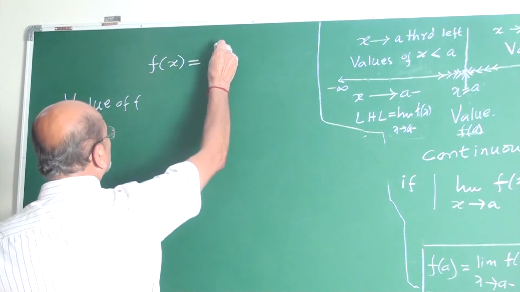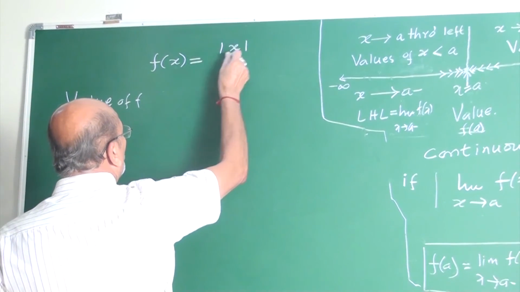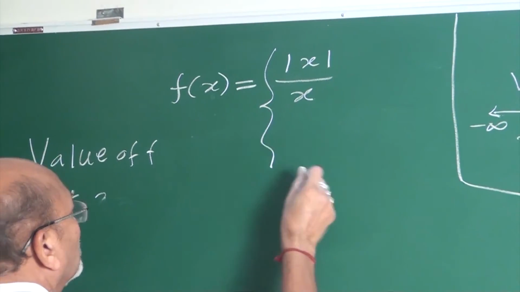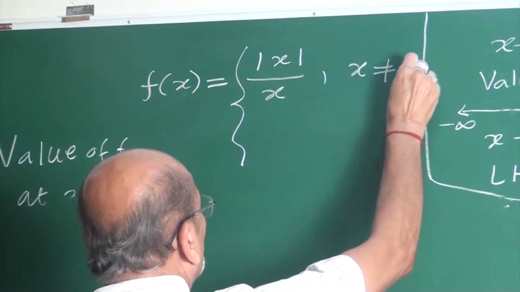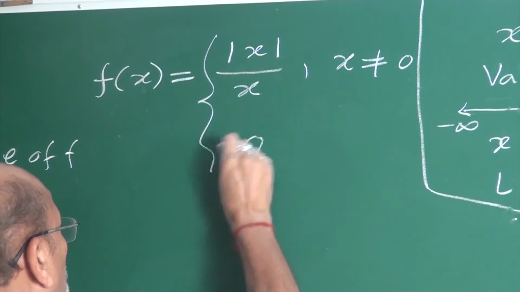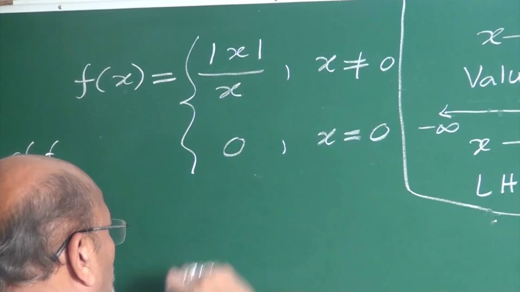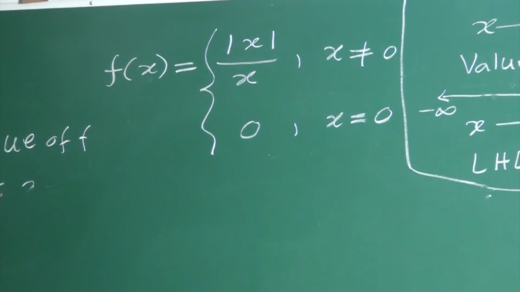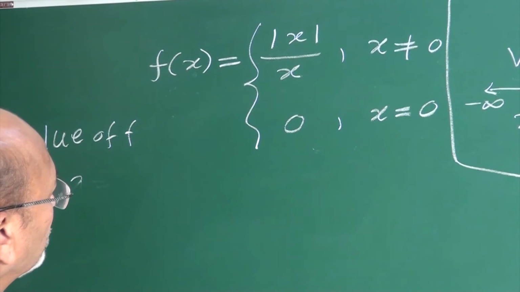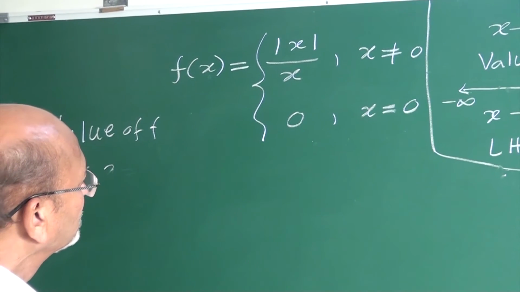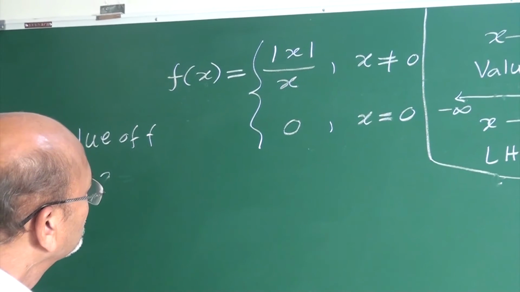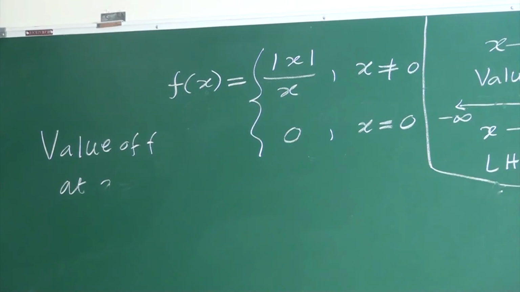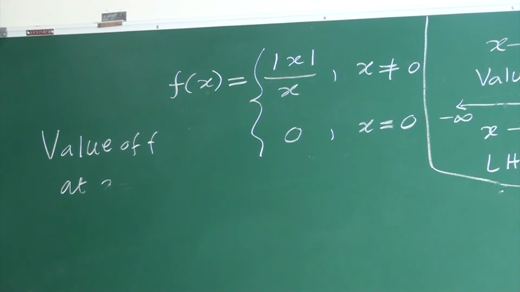My friends, f(x) equal to mod x upon x. This is defined when x is not equal to 0 and it is 0 when x is 0, meaning f of 0 is 0. It is mod x upon x when x is not equal to 0, and 0 when x equal to 0. You must discuss its continuity at x equal to 0.